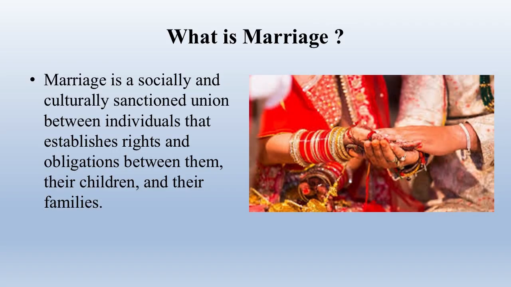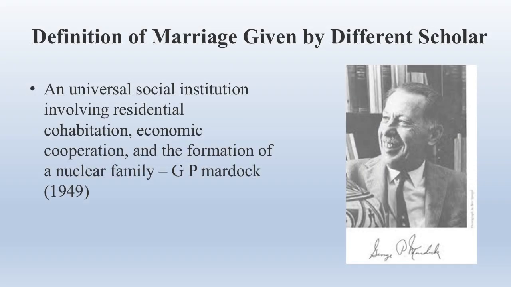So, what is marriage? There is no exact definition of marriage in anthropology. However, different scholars have explained marriage in different ways. So we will look into this matter. What is marriage? Marriage is a universally recognized social institution that plays a crucial role in the cultural, social, and economic life of human societies. Anthropologists study marriage to understand how it shapes and reflects social institutions. Different scholars have explained marriage in different ways.